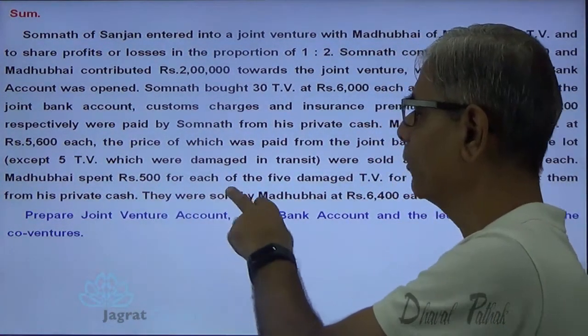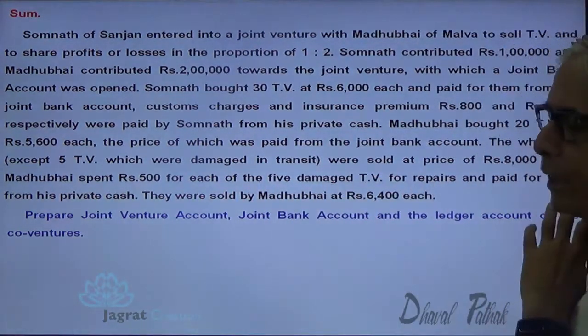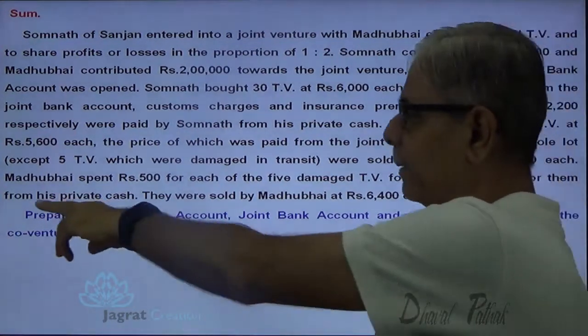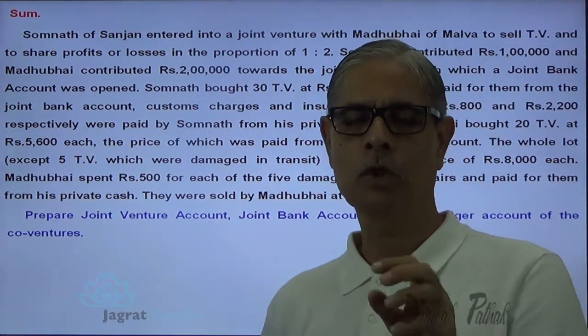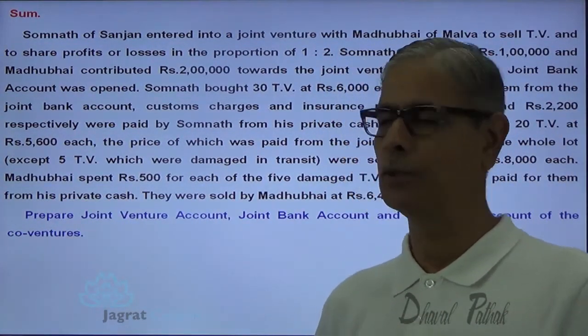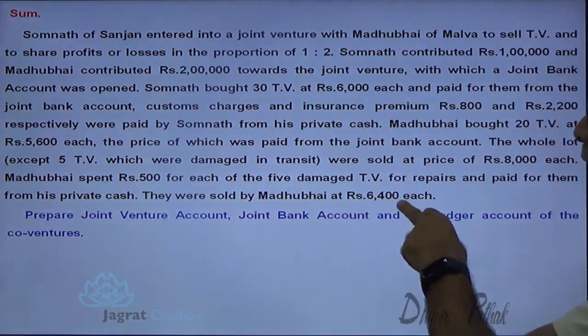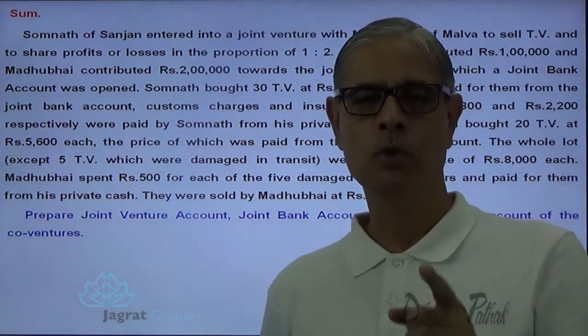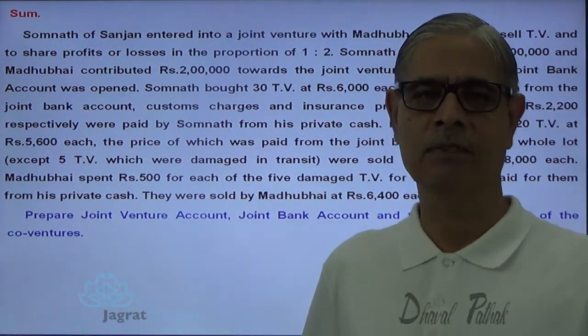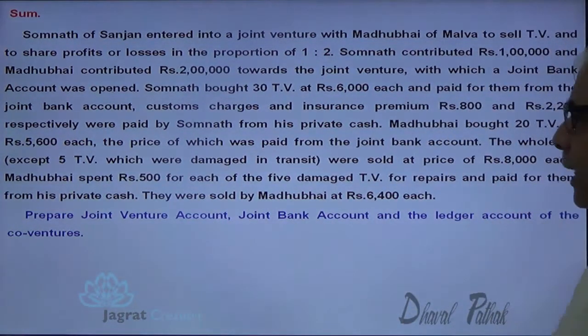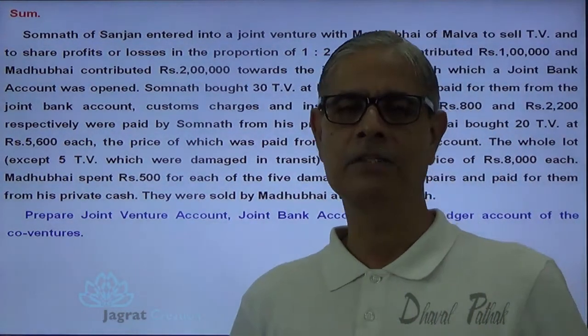Madhubhai spent 500 for each of 5 damaged TV for repairs and paid them from his private cash. So repairs expenses are paid by Madhubhai. They were sold by Madhubhai at rupees 6,400 each. So 5 TV sets are sold at rupees 6,400 each. Prepare joint venture account, joint bank account, ledger accounts, and the co-venturers account.